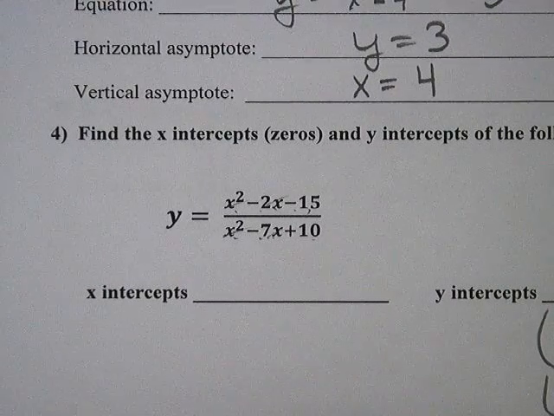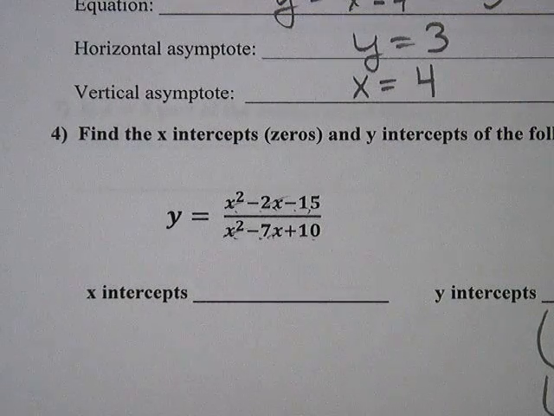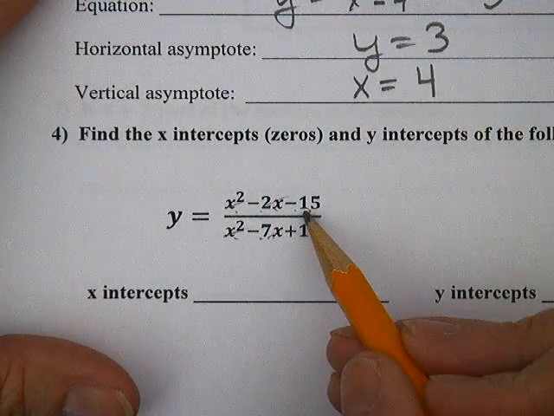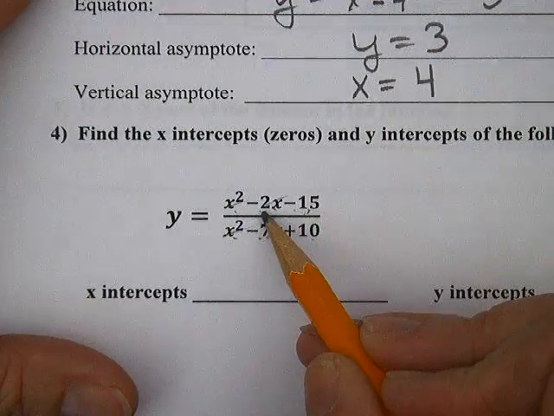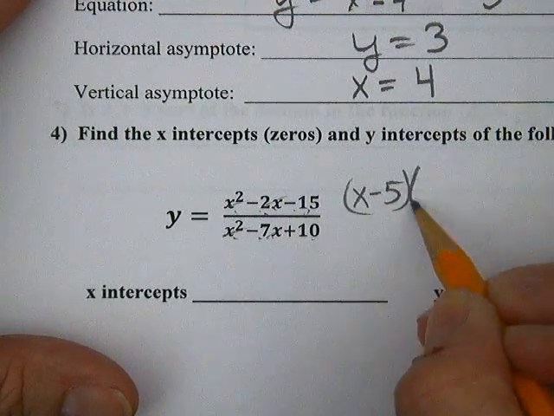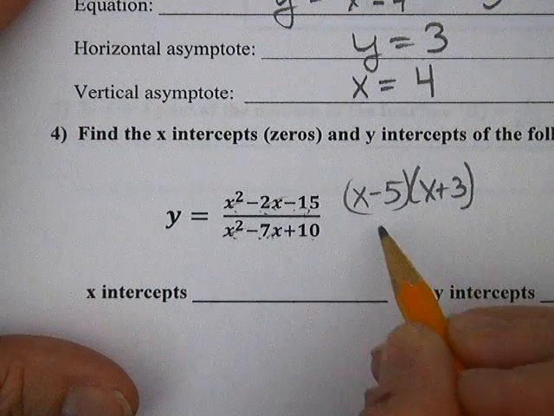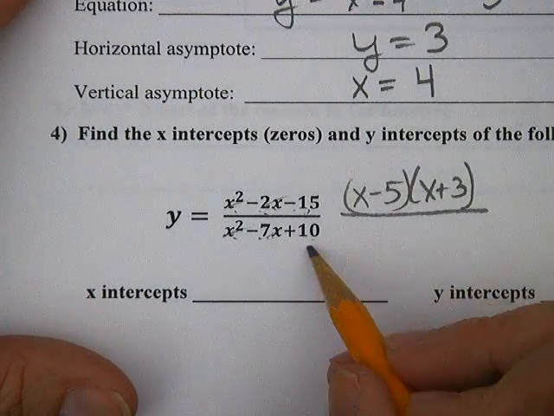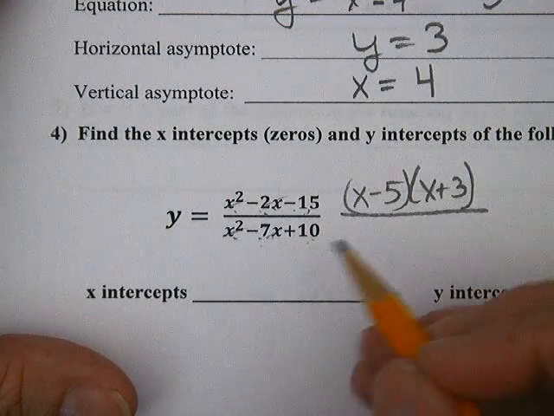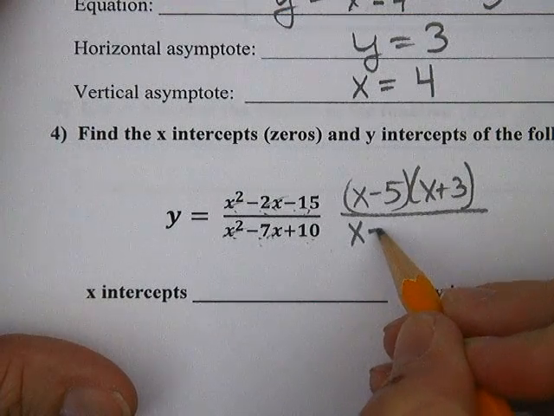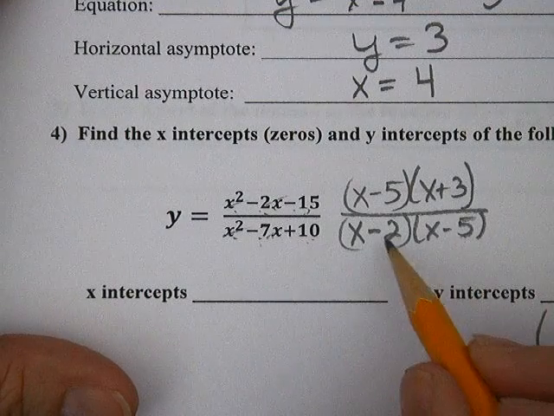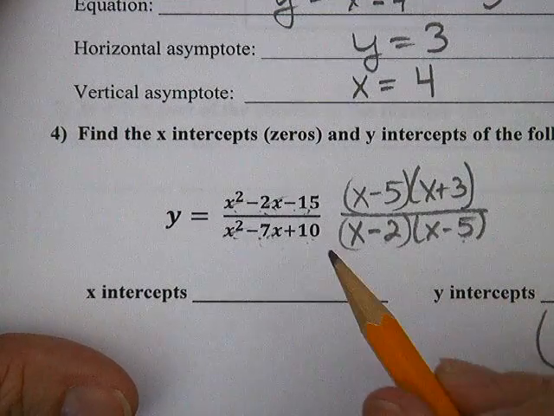To find our x-intercepts, we have to factor the problem and cancel. So let's see, on the top, we're looking for things that multiply to give us negative 15, but add to give us 2. So x minus 5 and x plus 3 gives us that result. On the bottom, we need to multiply to give positive 10, but add to give negative 7. That means both of them will be negative, so x minus 2 and x minus 5, as two negatives multiplied to give me the positive.